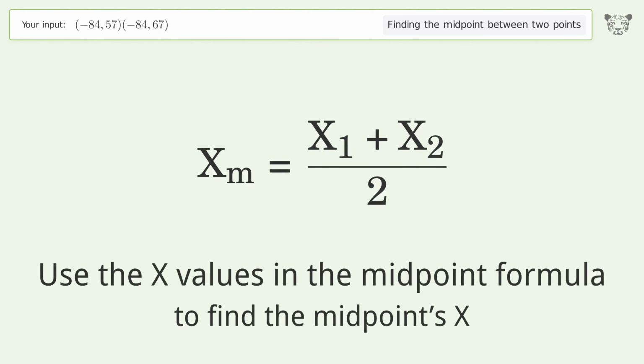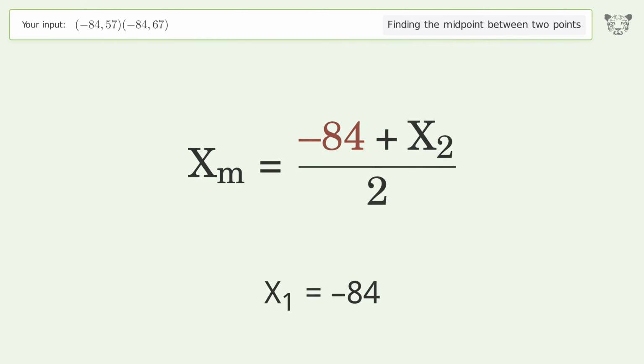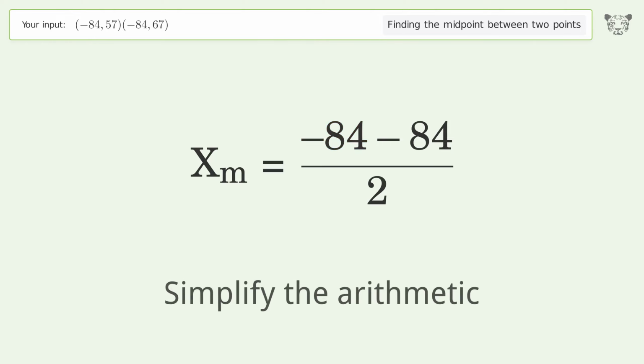Use the x values in the midpoint formula to find the midpoint's x. x1 equals negative 84. x2 equals negative 84. Simplify the arithmetic.